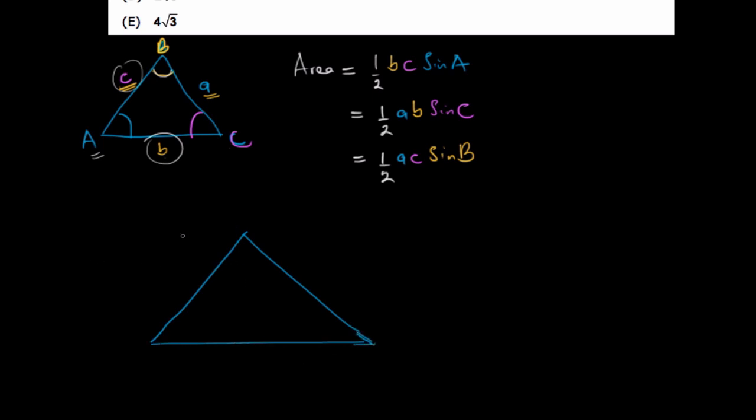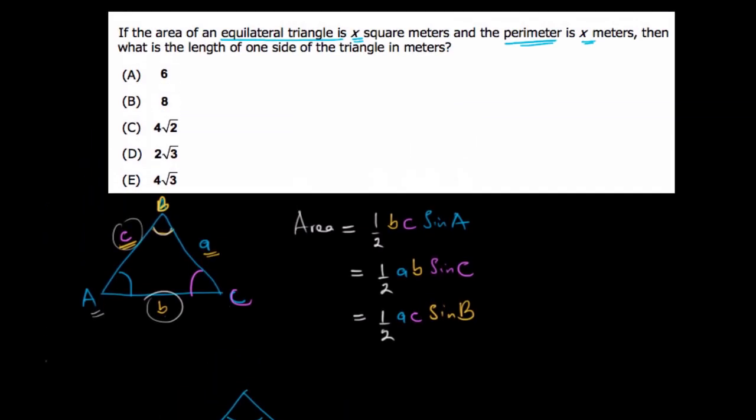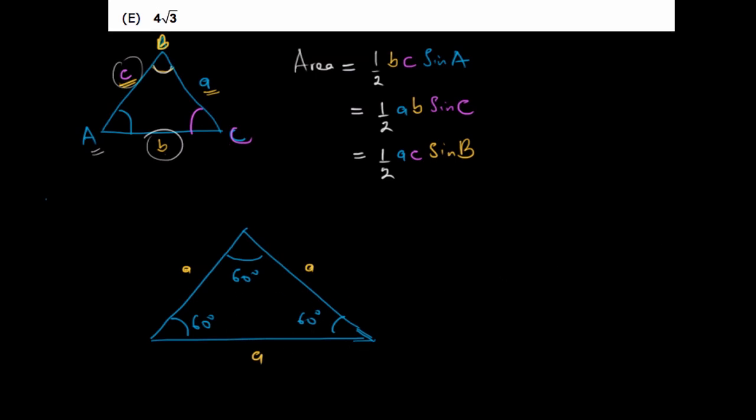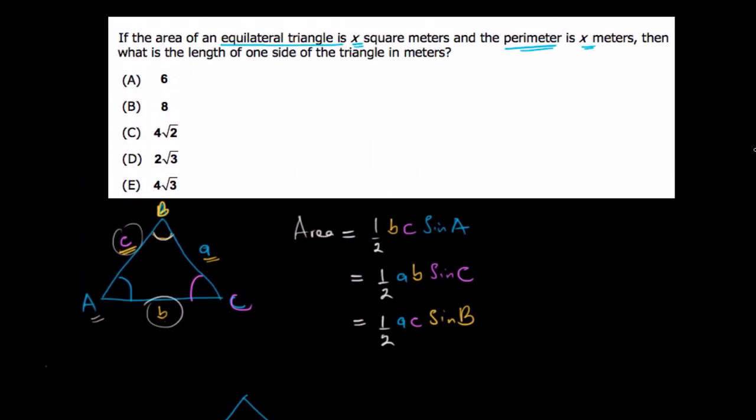So let's say this is an equilateral triangle. Since we know an equilateral triangle has all its sides equal, each angle is going to be 60 degrees. And since we do not know the side, I'm going to call the side A. So this is my equilateral triangle, and I have a sketch of the problem.